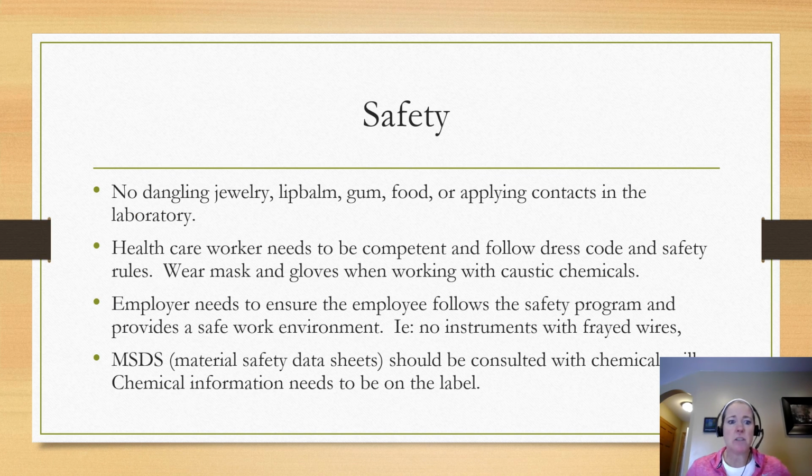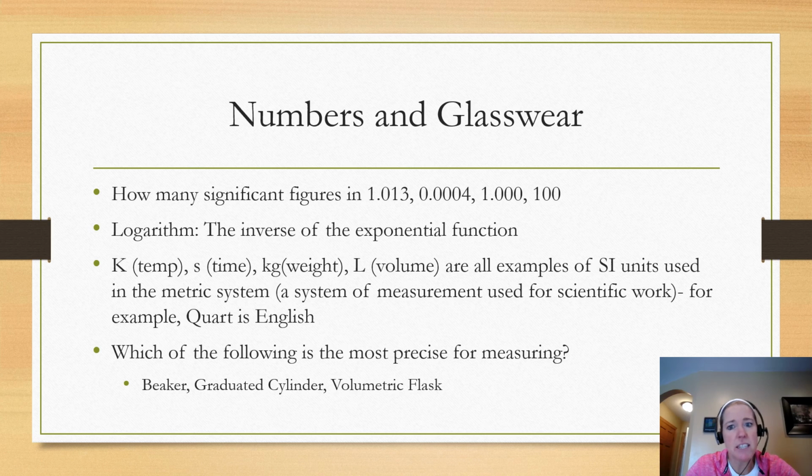All right, so first we'll talk a little bit about safety. Know some of the safety rules, obviously no dangling jewelry, lip balm, gum, food, applying contacts in the chemistry laboratory. Healthcare workers need to be competent and follow dress codes. You want to make sure you're wearing a mask and gloves. And you need to ensure that the employee follows the safety program and provides a safe work environment. For example, you don't want any frayed wires or anything like that. We always refer to our MSDS, or now they're called safety data sheets, when it comes to chemical spills or handling chemicals as well.